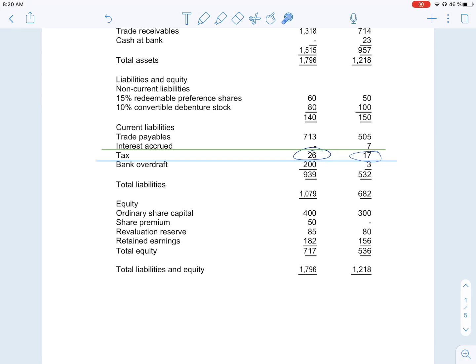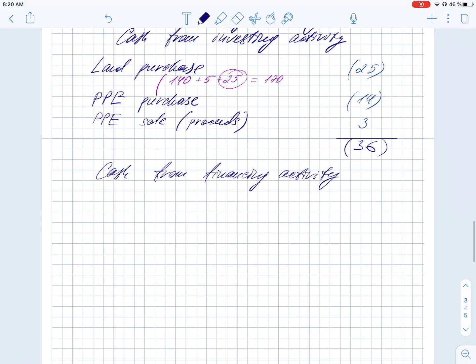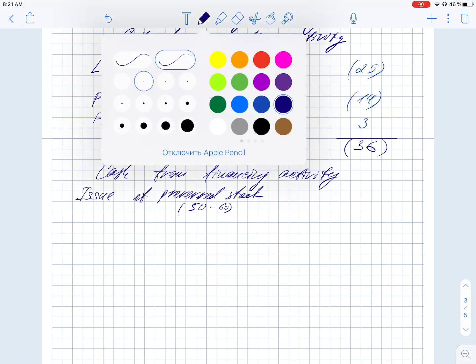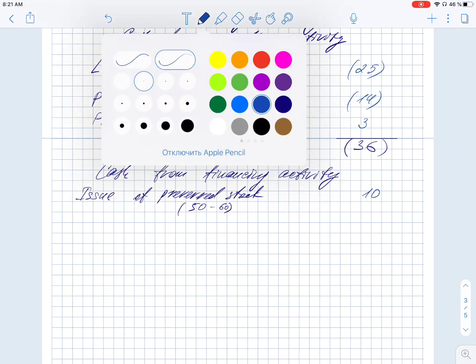So basically 3 lines should appear in the cash from financing activity section of the cash flow statement. Let's write them down. Issue of preferred stock. Issue of preferred stock from 50 to 60 leads to an increase in cash by 10. Repayment of debentures.